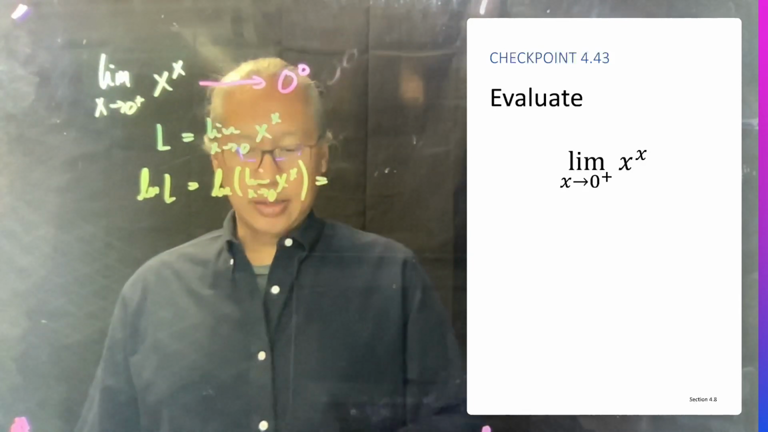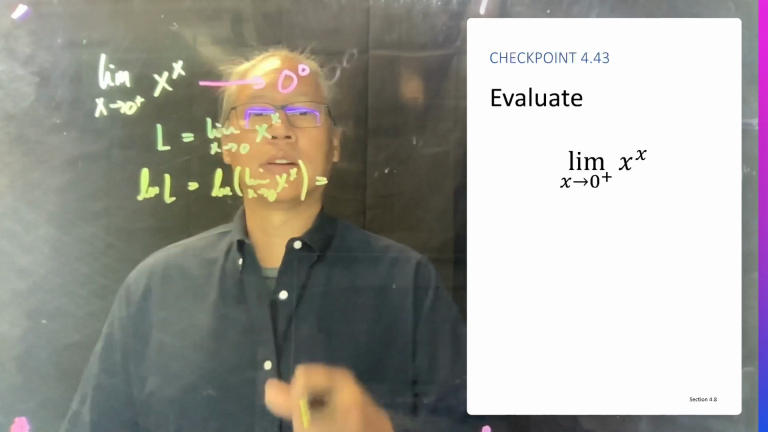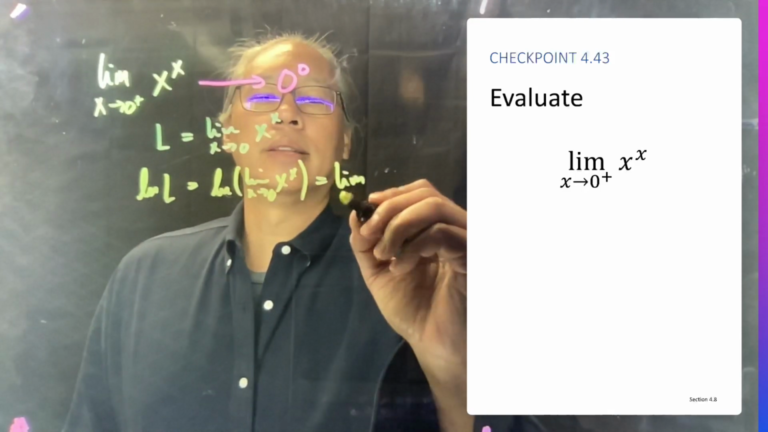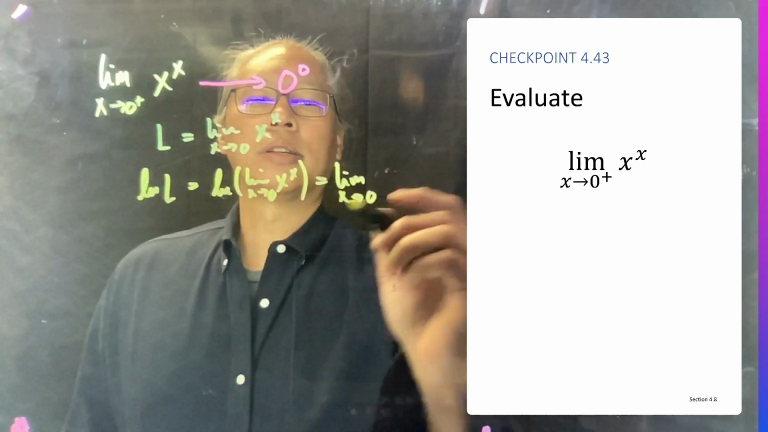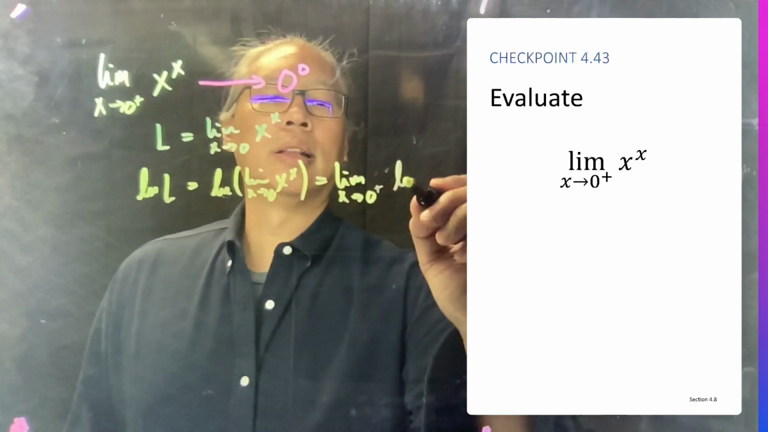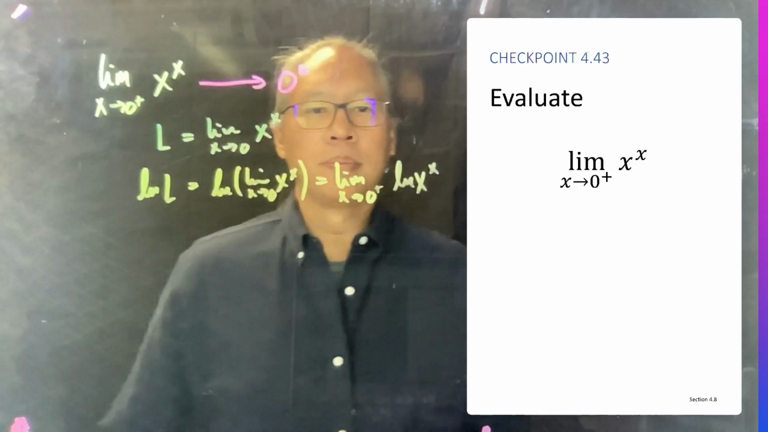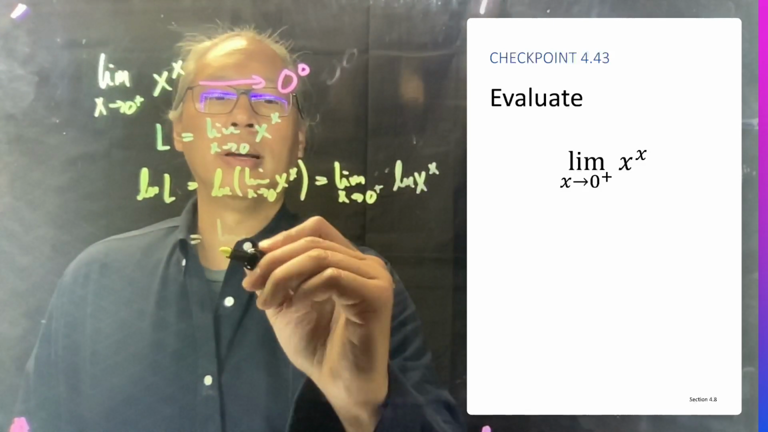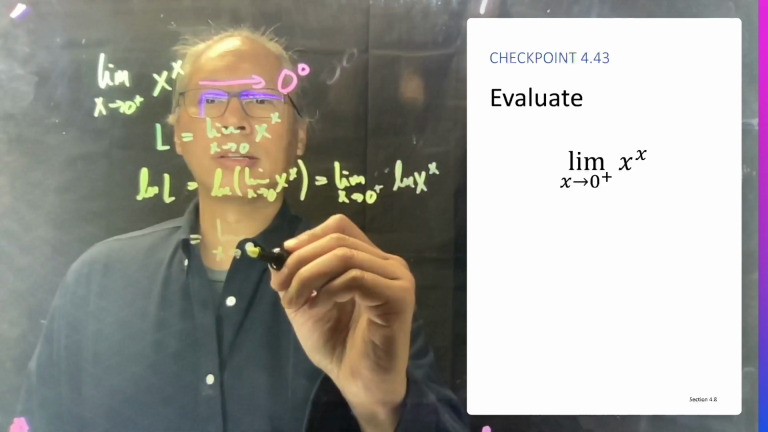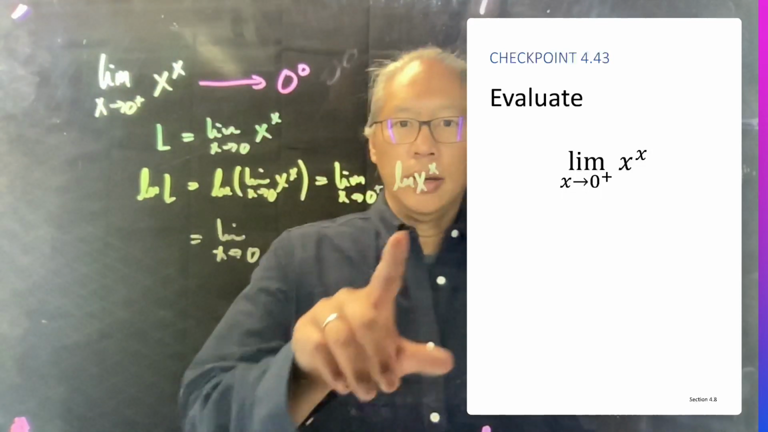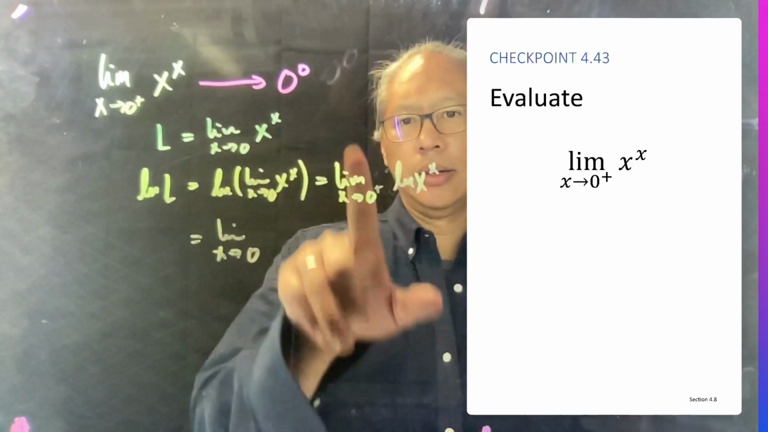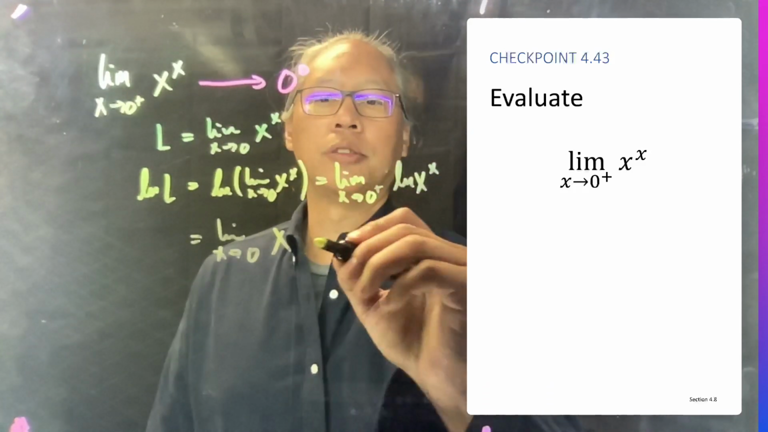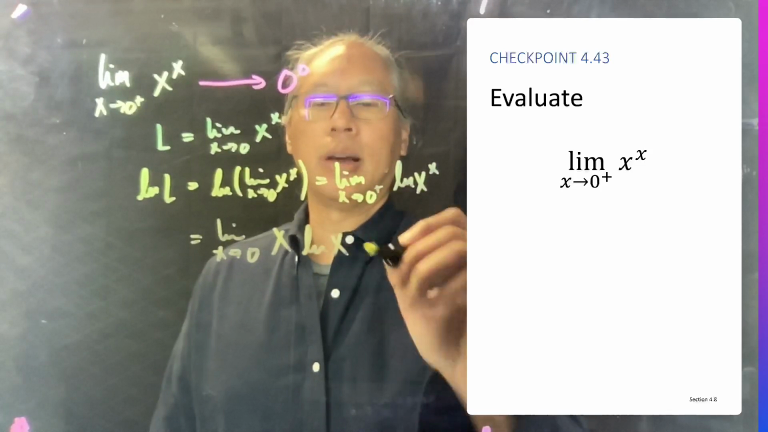But because the ln is a nice continuous, strictly increasing, one-to-one function and all that, we can put that inside of the limit. So we have limit as x approaches 0 from the positive side of the ln of x to the x power. Now, we take advantage of the properties of the ln. So we're going to take the limit as x approaches 0 of the x in front. So the power comes down as a coefficient. And then we have ln of x.